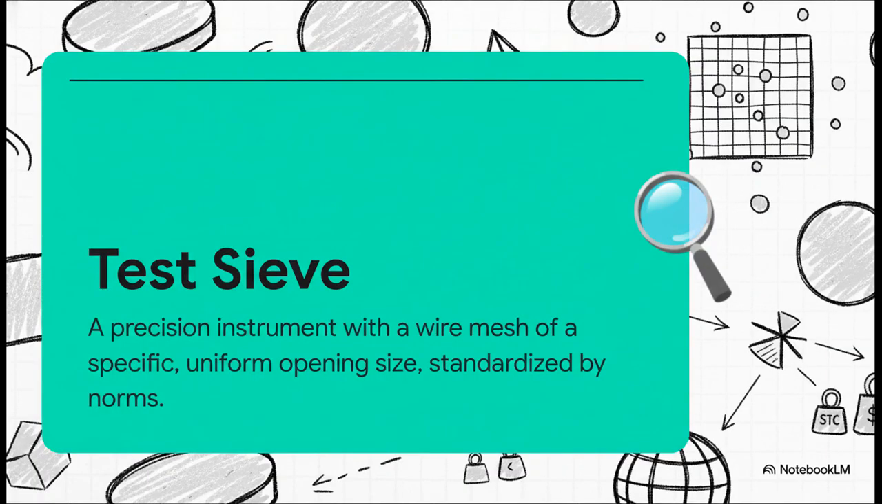Now for the main tool of the trade, the test sieve. And let me be clear, this is not your kitchen strainer. A test sieve is a serious piece of precision engineering. Each one has a wire mesh with incredibly uniform openings of a very specific size. And they're all made to follow super strict international standards. That's what makes the results reliable and repeatable anywhere on Earth.